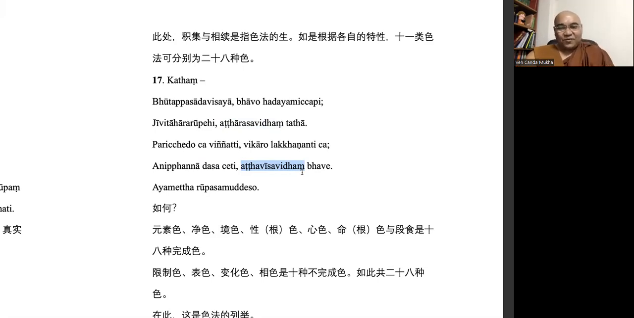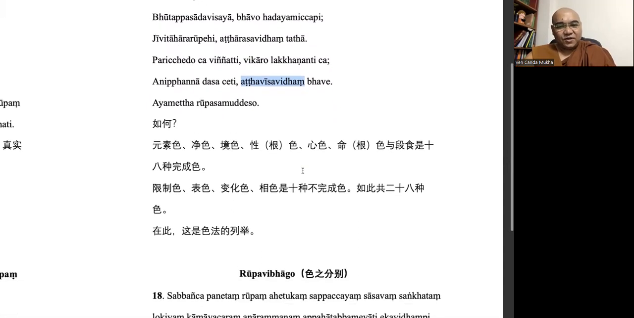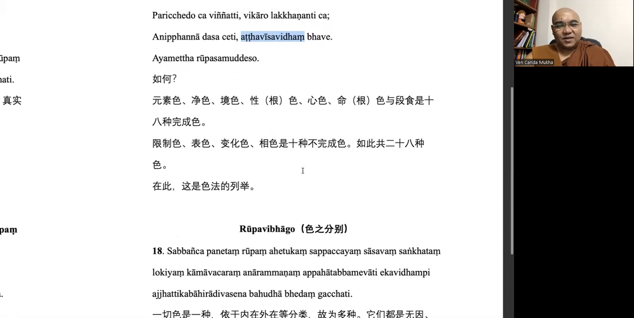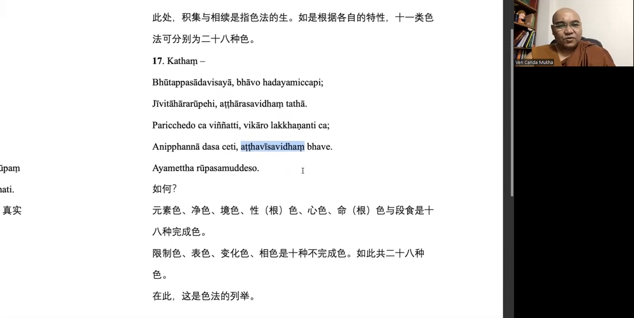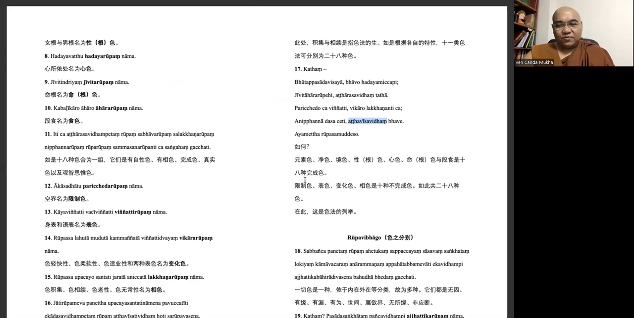10 arupa, okay, then anipana rupa. So altogether, 18 plus 10, we have 28 rupa. Atha visa vidam bhawe. Okay, and here also the explanation and translation are there. So in this way, you remember all the 28 rupas.